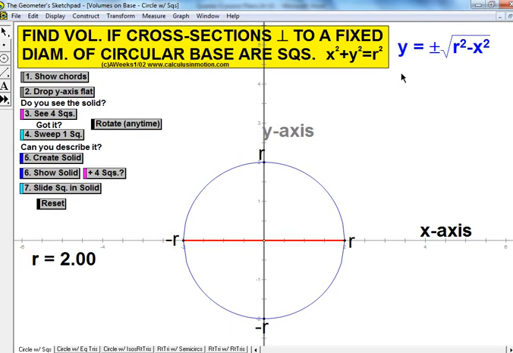Now if you look right here, this is the length of one of the sides. So the square is going to jut out that same length, because all the sides have to be the same. If you look at a square here, it's not as long, so it's not going to be as tall. Do you see that? It says: find the volume if cross sections perpendicular to its diameter of circular base are squares.